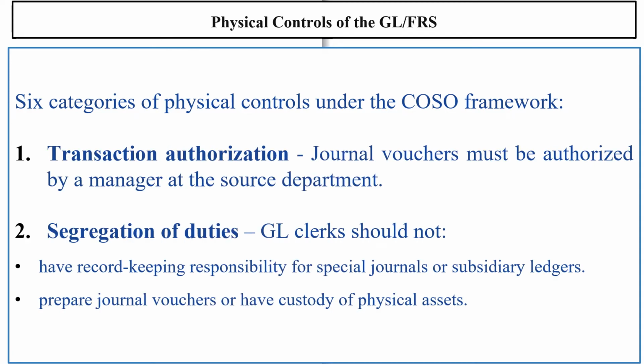So we have 6 categories of physical controls under the COSO framework. The first one is transaction authorization. Journal vouchers must be authorized by the manager at the source department, and we have explained and illustrated one figure showing that there is a need for approval of journal voucher documents.